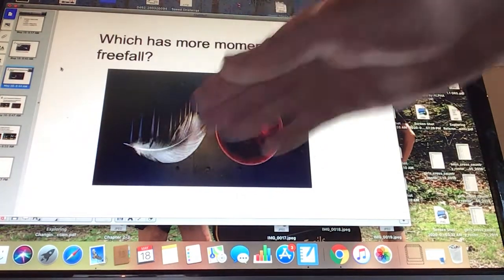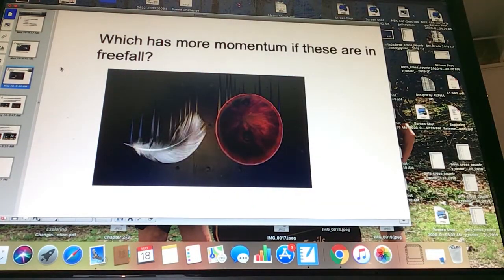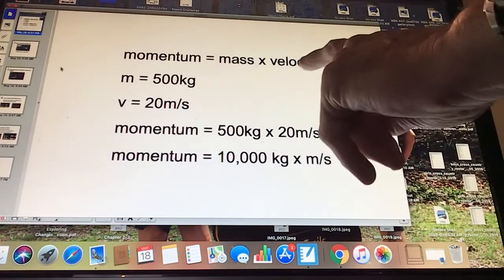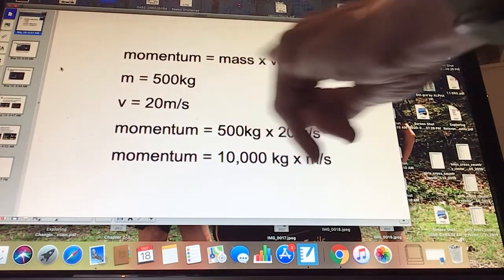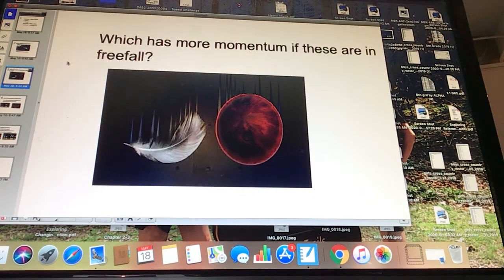They're the same. If they're dropped at the same moment, they're going to accelerate towards the earth at the same rate. They're both traveling at the exact same speed. So if their velocity is the same and their mass is different, that's the only change there. Obviously, which one has more momentum if they're going the same speed?